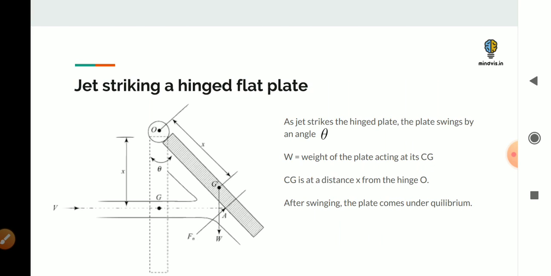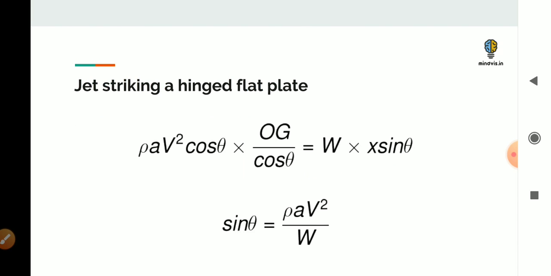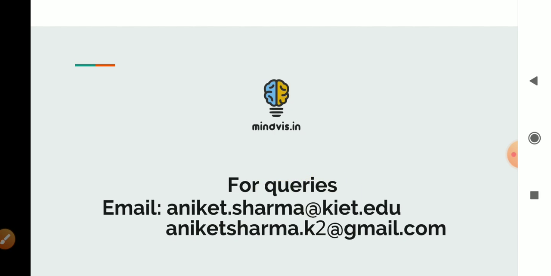So here is a case of a jet striking a hinged flat plate. We have to calculate the force here. The force Fn is equal to rho A V square sin (90 minus theta), that is the force normal to the plate, and we have to calculate the weight of the plate, which is hinged at one point O. After equating the moments, we get the equation for sin theta, that is rho A V square upon W.